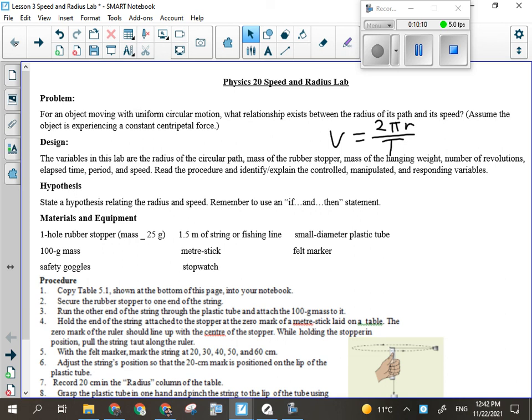Okay, so you're going to need at least 3 people in your group in order to have a whirler, a timer, and a counter. All right, so everything you need is up front. You can just come up and grab it.